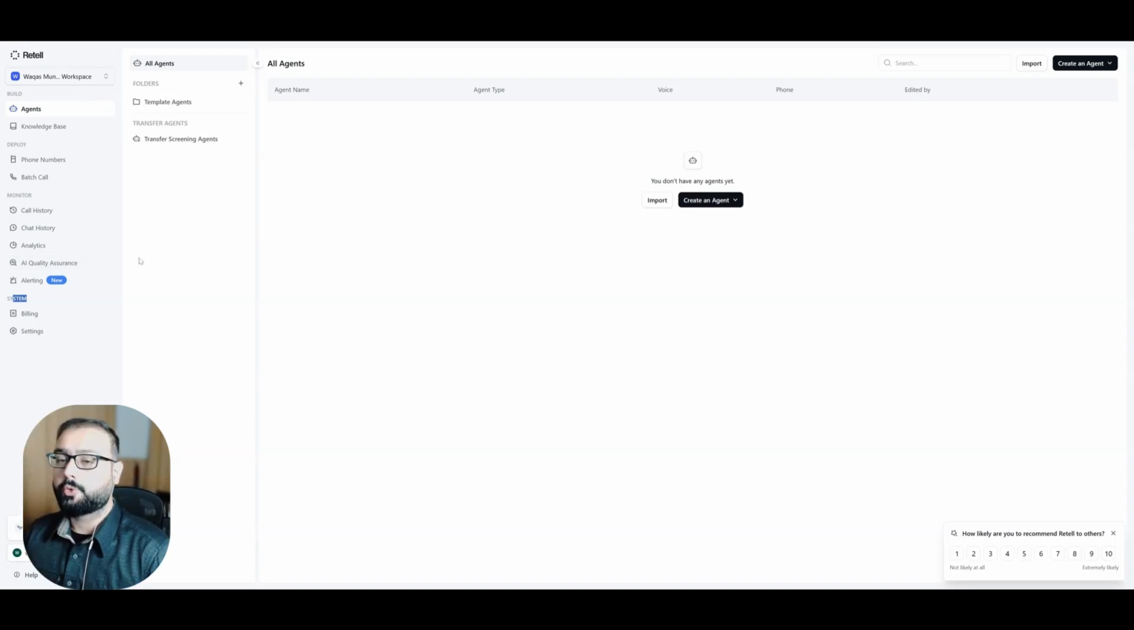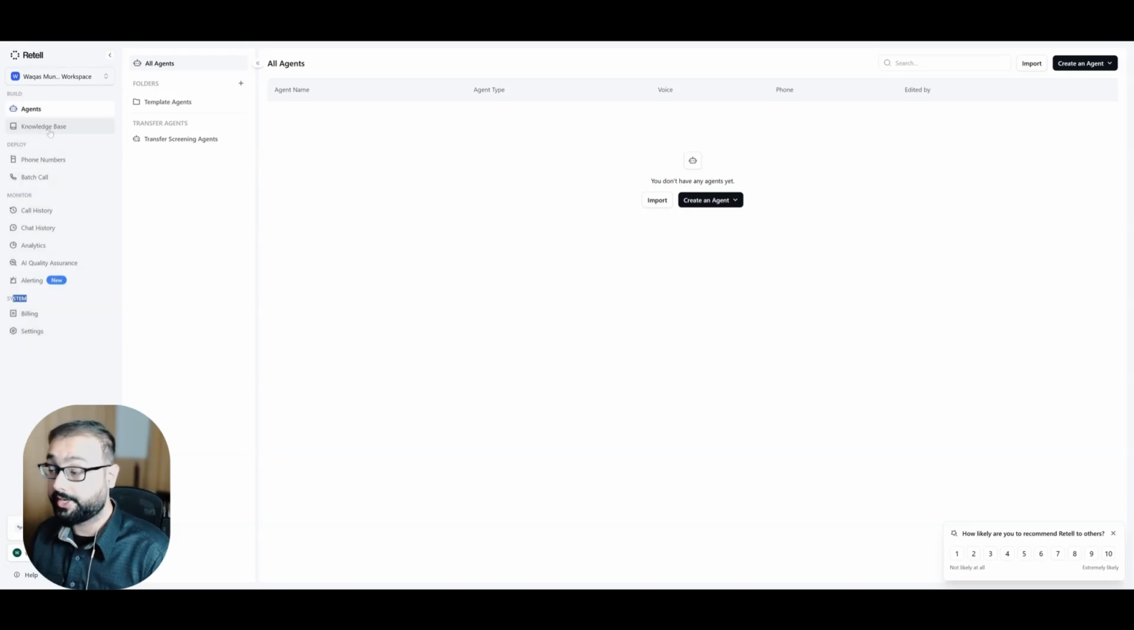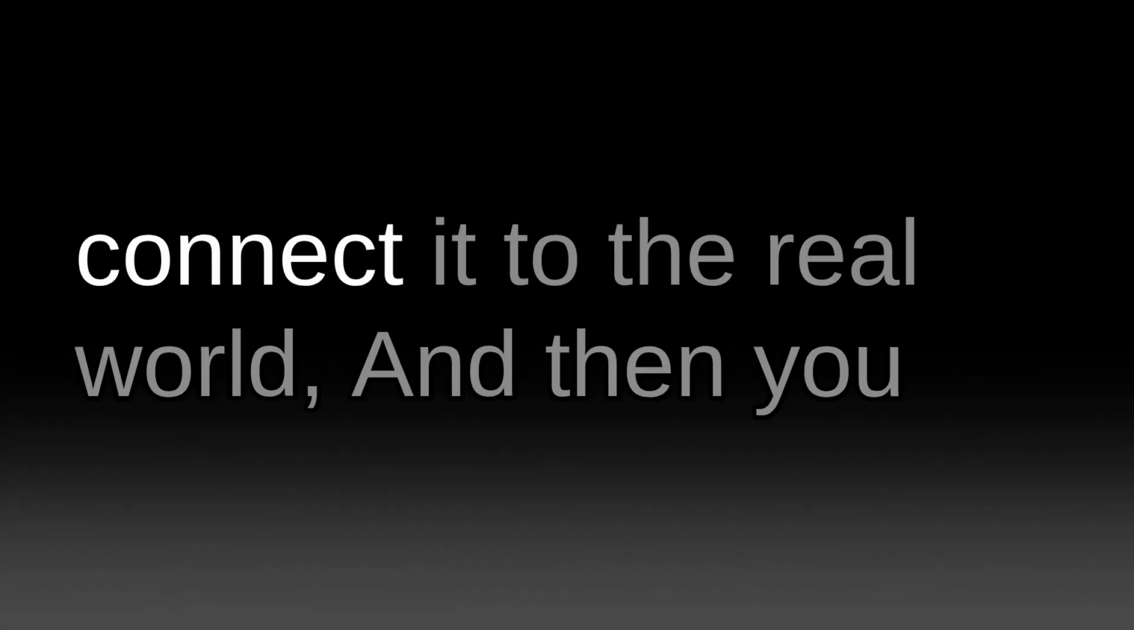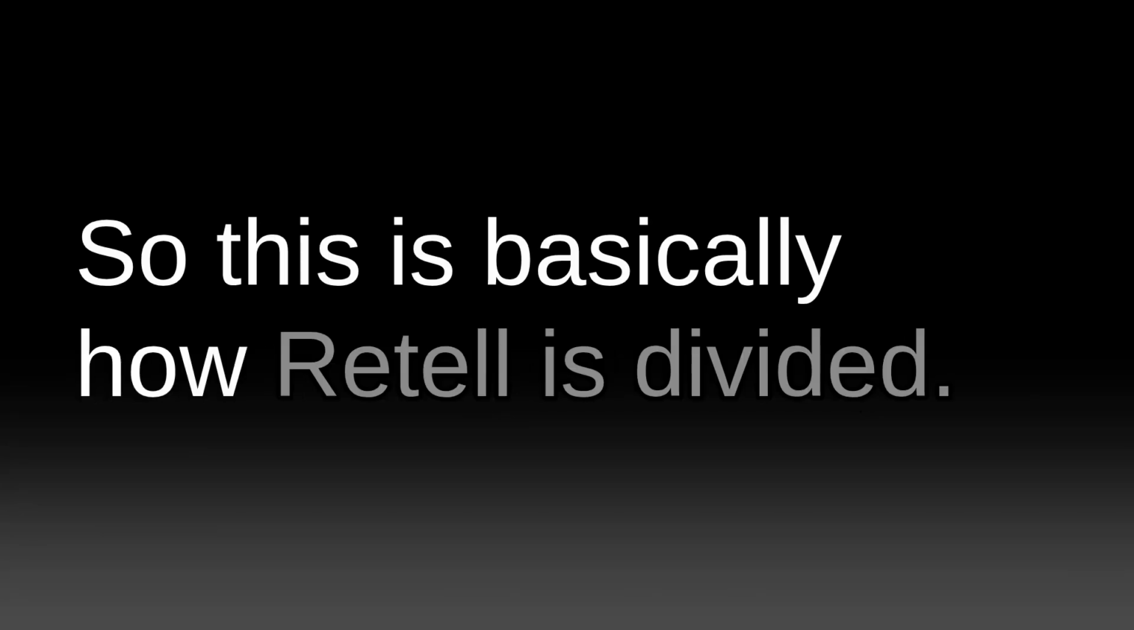So let's get started. Before we go into each of these, let's look at the big picture, right? The systematic view. Before we click anything, we need to understand the structure. So Retell is divided into 4 layers. We have build, we have deploy, we have monitor, we have the system. Now, if you understand this structure, everything later on becomes really simple. Think of it like this. First, you need to create the brain. Once you have that brain, then you connect it to the real world. And then you track performance. And then you finally manage the backend.